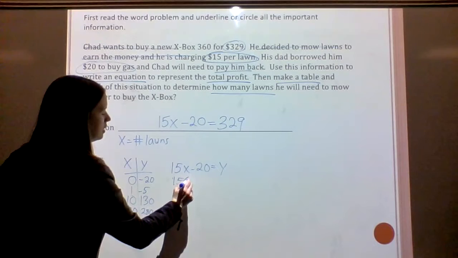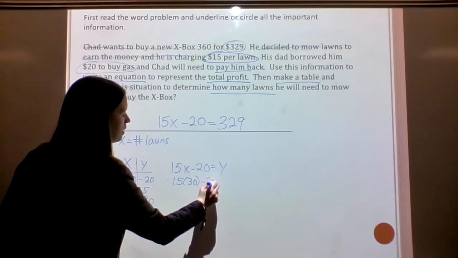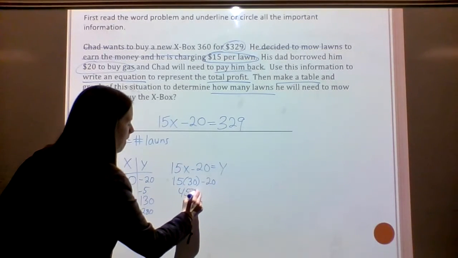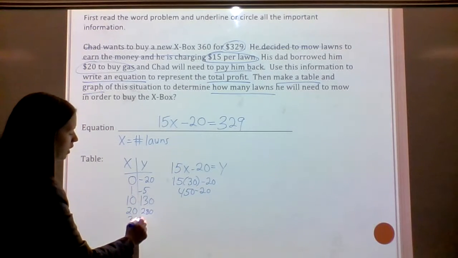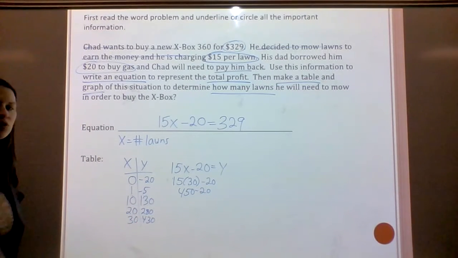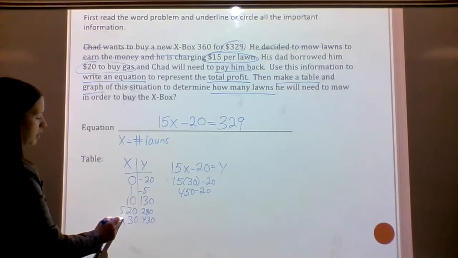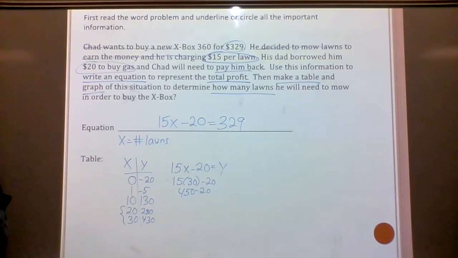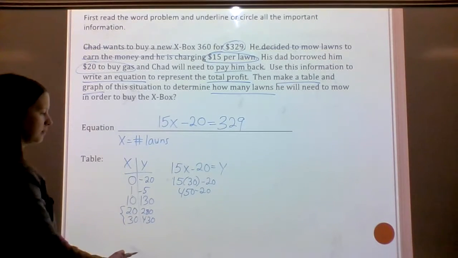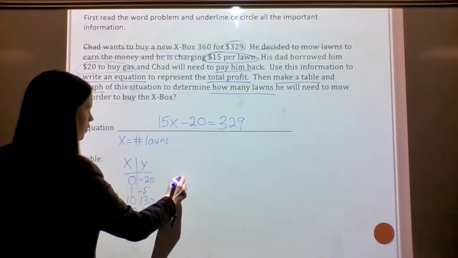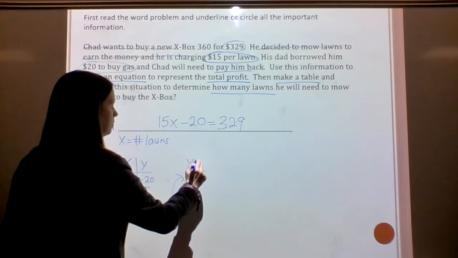15 times 30 minus 20. So we take 15 times 30 first. We get 450 minus 20, 430. That's too much. So what we found out is that he's going to have to mow somewhere between 20 and 30 lawns. So let's keep going. Let's expand our table a little bit over to here. We're going to bring it over and keep going with our table.